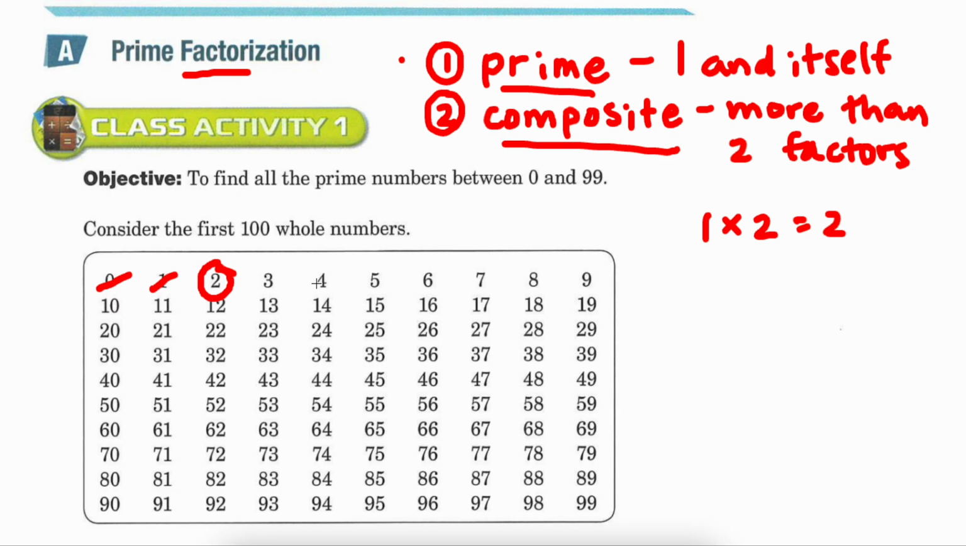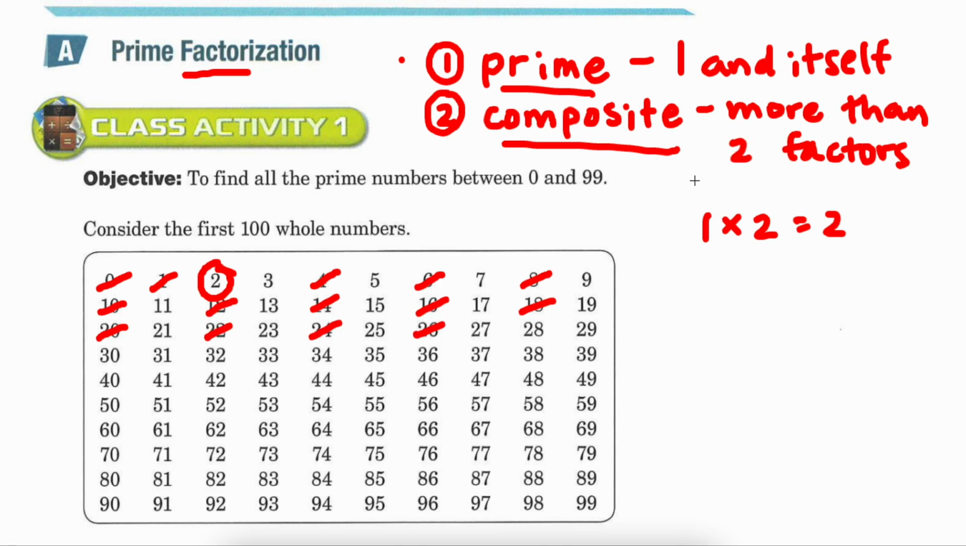Then I'm going to go down the line and cross out all the multiples of 2. Remember, multiples are the numbers that we get when we keep multiplying. So 2 times 2 is 4, 2 times 3 is 6, 2 times 4 is 8, and so on. All these even numbers are multiples of 2. And we're crossing them out because they are composite numbers.